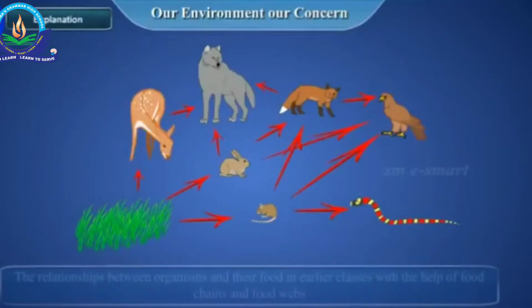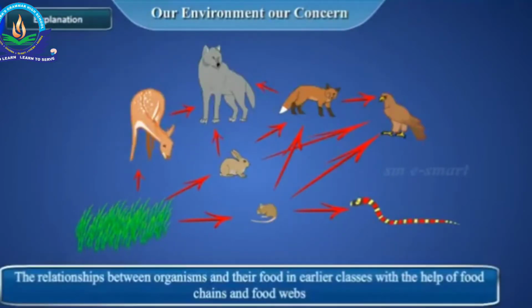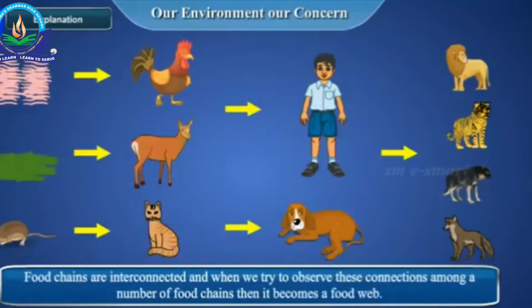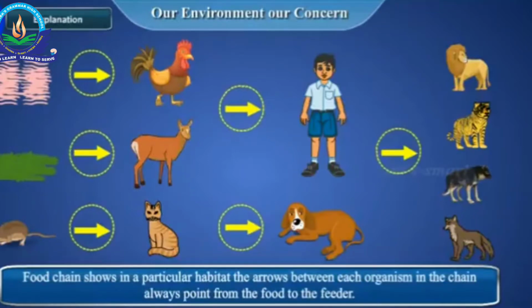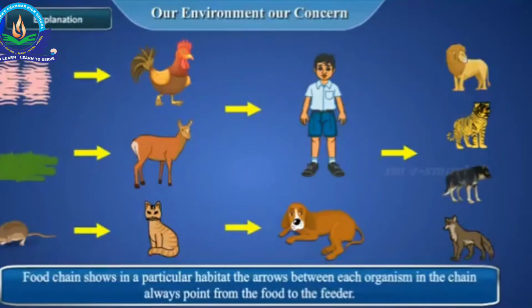Explanation. The relationships between organisms and their food, in earlier classes, were studied with the help of food chains and food webs. Food chains are interconnected, and when we try to observe these connections among a number of food chains, it becomes a food web. A food chain shows feeding relationships in a particular habitat. The arrows between each organism in the chain always point from the food to the feeder.